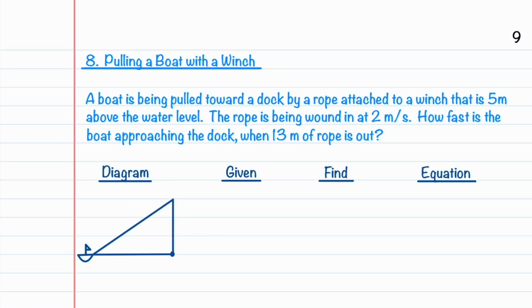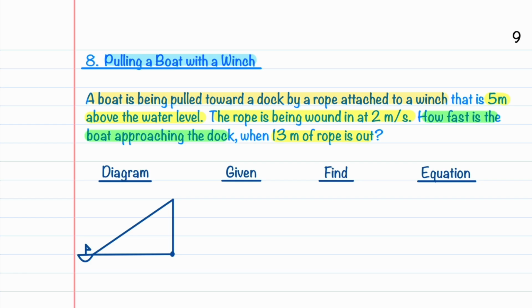Let's now look at a related rates problem about pulling a boat with a winch. We're told that a boat is being pulled towards a dock by a rope attached to a winch, and that winch is 5 meters above the water level. The rope is being wound in at 2 meters per second, and we want to find how fast the boat is approaching the dock when 13 meters of the rope is out.